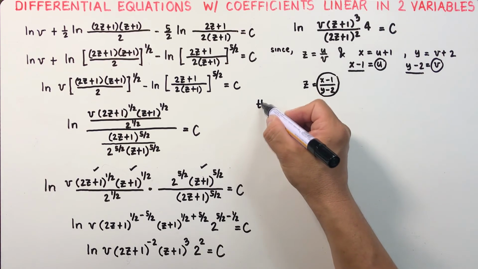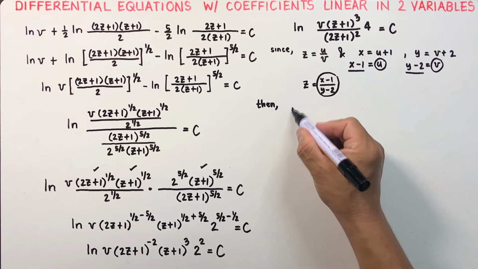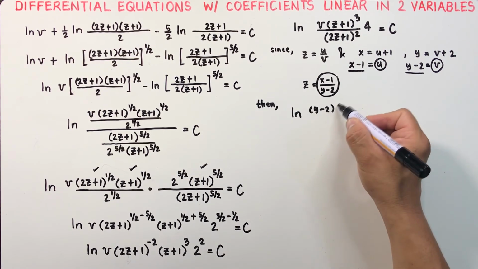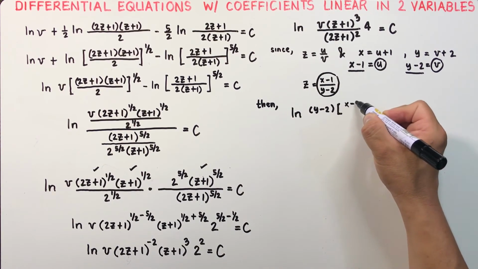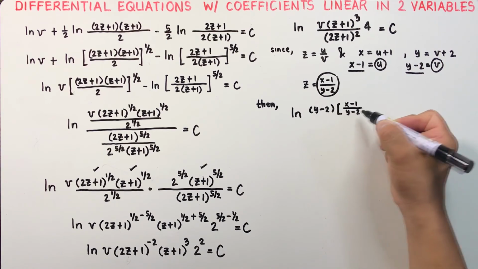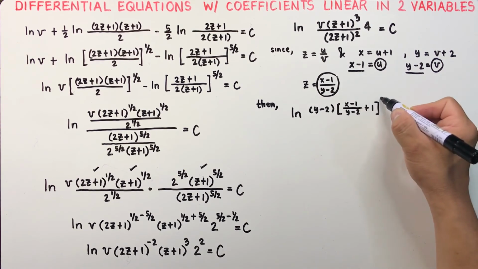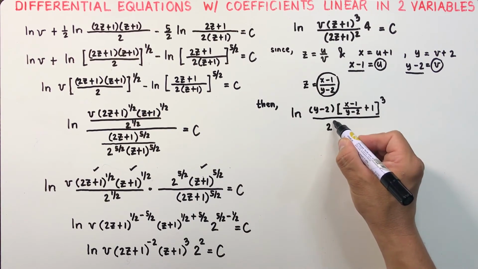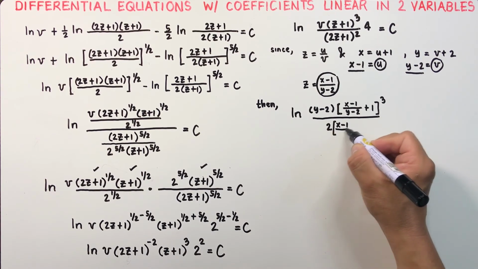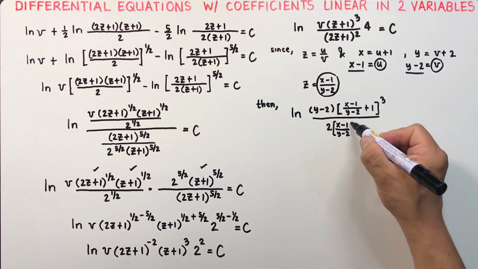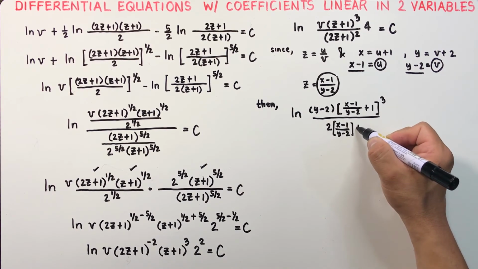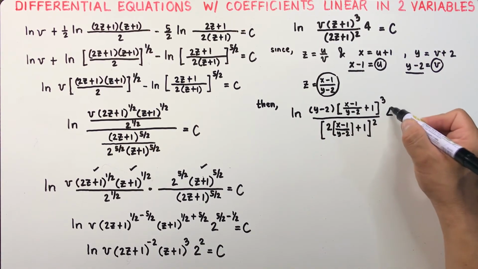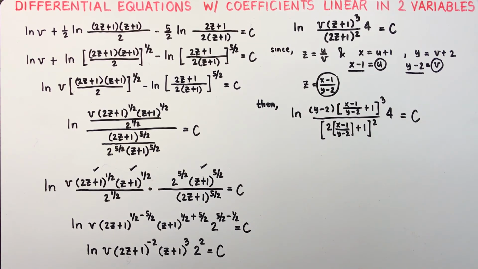So substituting this one to our answer, we have the natural log of v, and our v is y minus 2 times the z, and our z is x minus 1 over y minus 2 plus 1 raised to the exponent of 3 divided by our 2z plus 1, and our z is x minus 1 over y minus 2. So this is 2z and then plus 1, which is raised to the exponent of 2, times 4, which is equal to the constant of integration c.